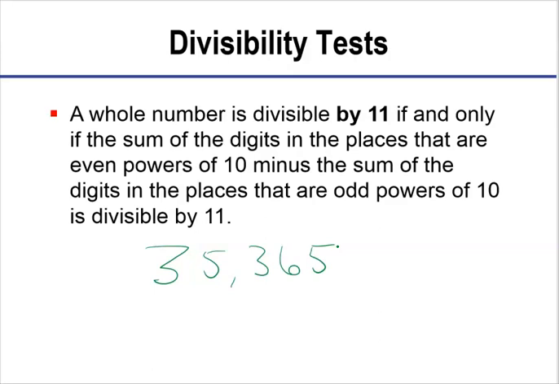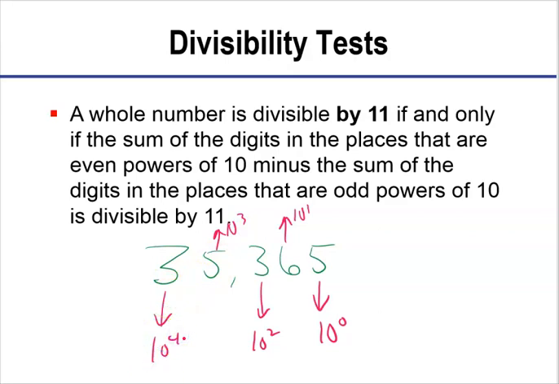So it says if the sum of the digits in the places that are even powers of 10. What are even powers of 10? Remember, this place value is 10 to the 0. This place value is 10 to the first. This one is 10 to the second. This one is 10 to the third. And this one is 10 to the fourth.